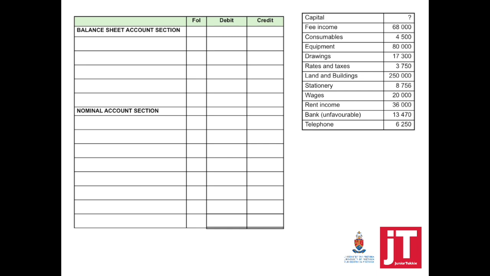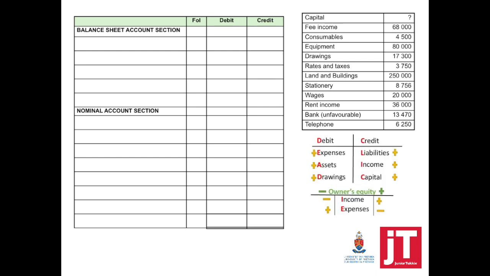So step number 1 is I'm going to look at these lists of balances and totals given, and I'm going to sort them out. Starting with capital. Capital is regarded as an owner's equity account, fee income, consumables, expense, equipment, non-current asset, drawings, owner's equity, rates and taxes, an expense, land and building, non-current asset, stationery, an expense, wages, an expense, rent income, an income.